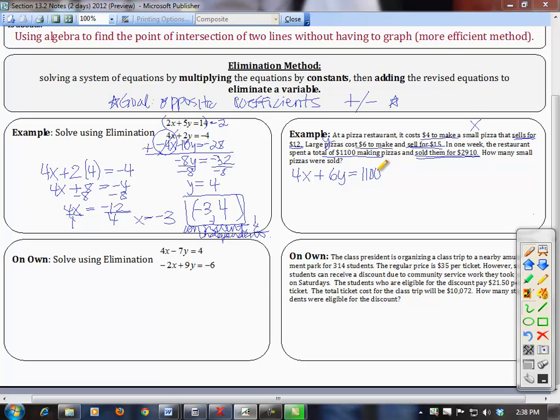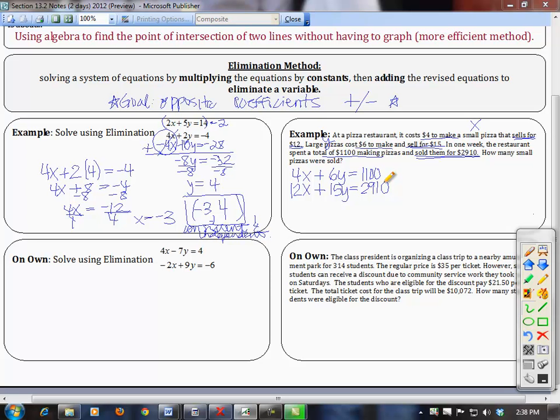Okay, second equation is what it costs to sell. So a small pizza is $12 to sell, plus a large pizza is $15 to sell, equals the total cost to sell was $2,910.